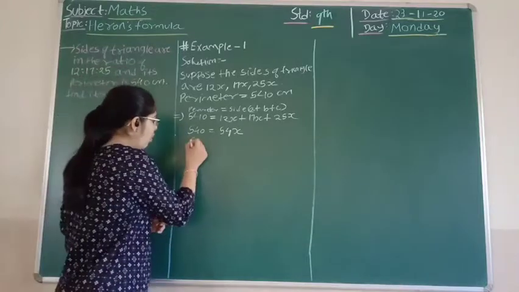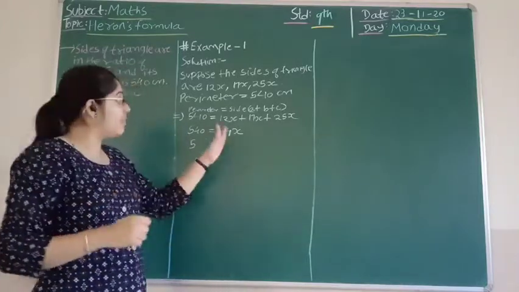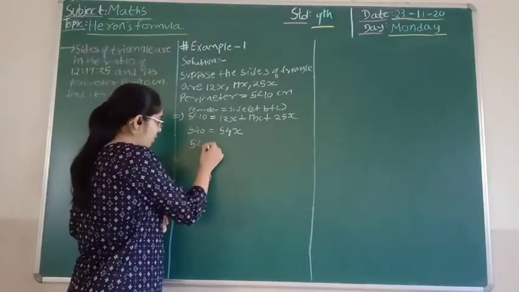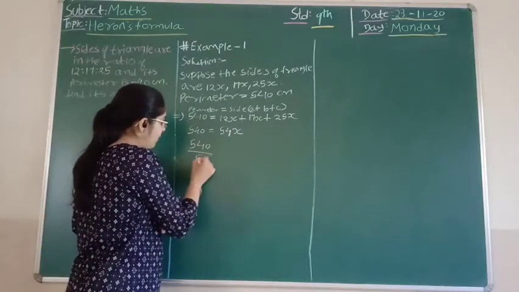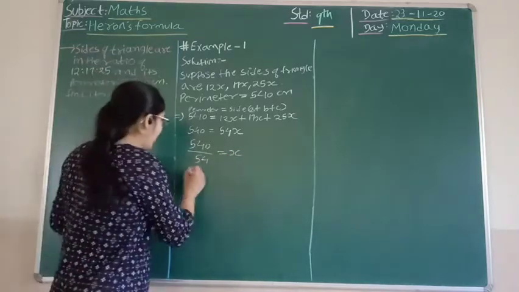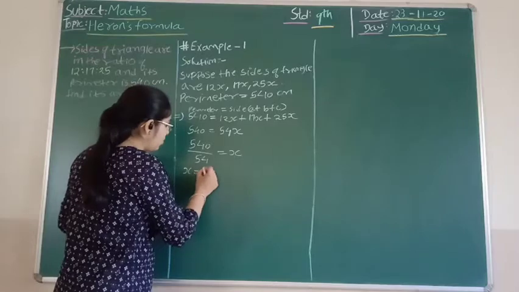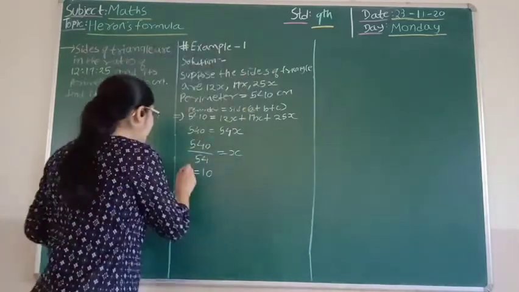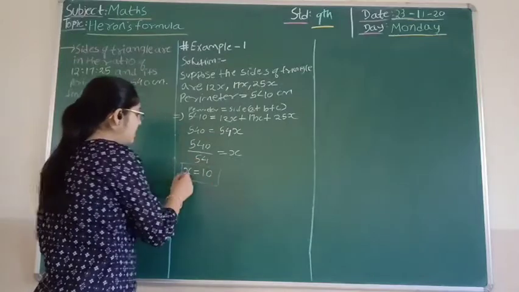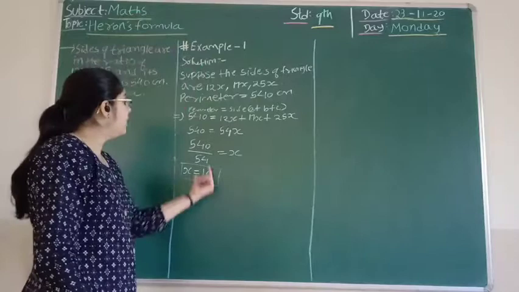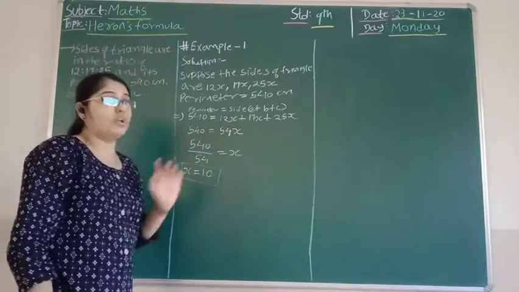Now what we need to find is the value of x. So I write 540 divided by 54 is equal to x. We write that x is equal to 10. See students, 54 multiplied by 10 is equal to 540. So the value of x is equal to 10.